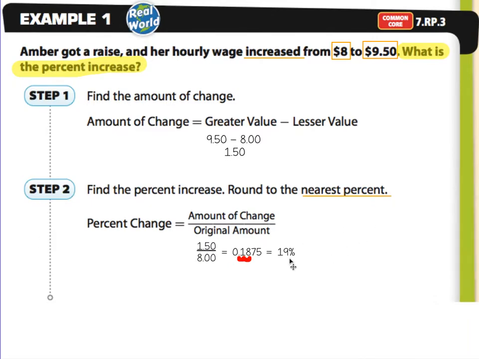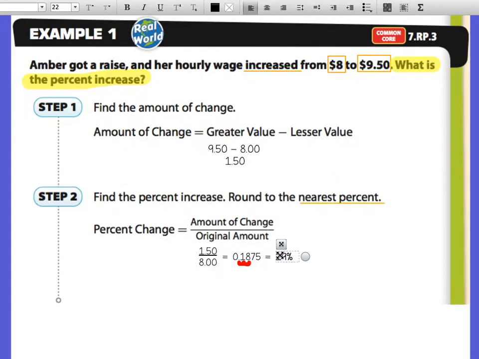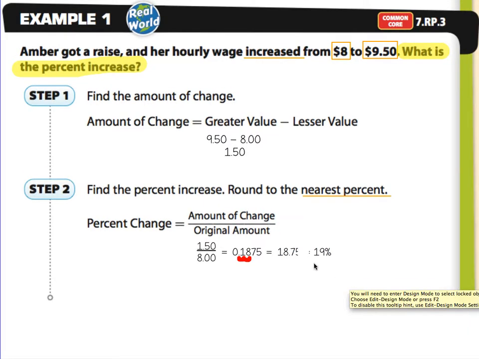So here I'm going to clean this up a little bit for you. This would be 18 and 75/100%, which then rounded would be 19%. That's where I want you to not get confused. It would be 18 and 75/100, but then because it's to the nearest percent, we would round it to 19. So again, you find the change and then you divide that change by the original. This process is always the same. Find the change, divide it by the original, take that answer and turn it to a percent.